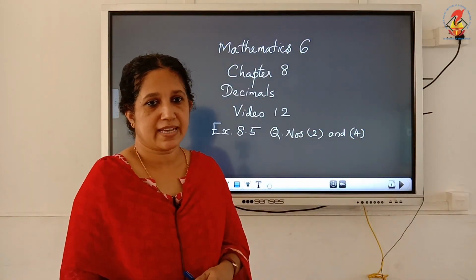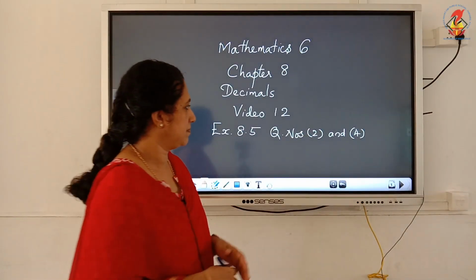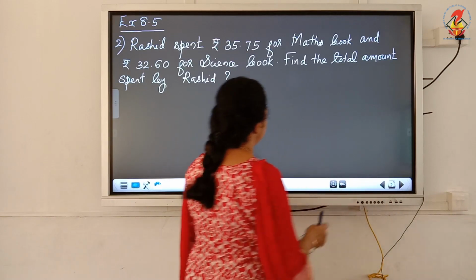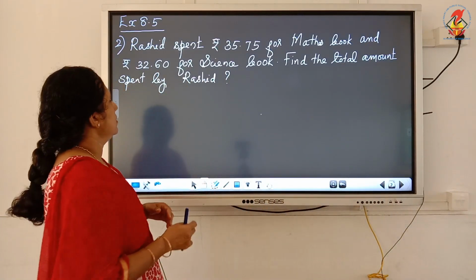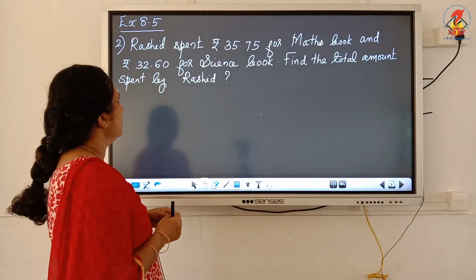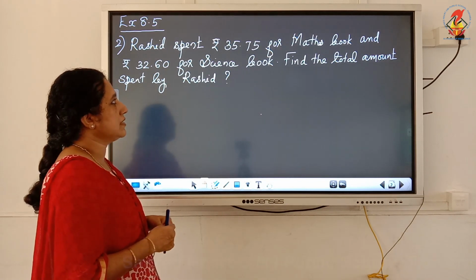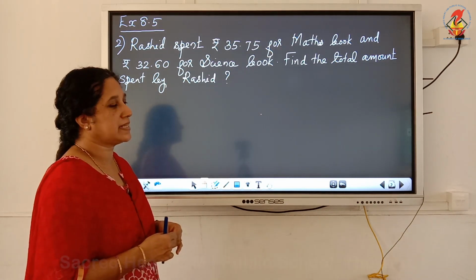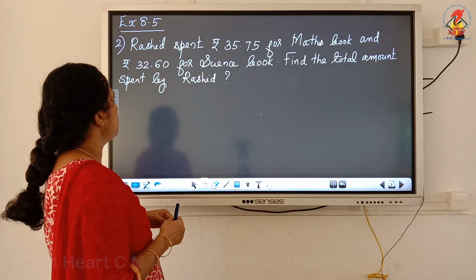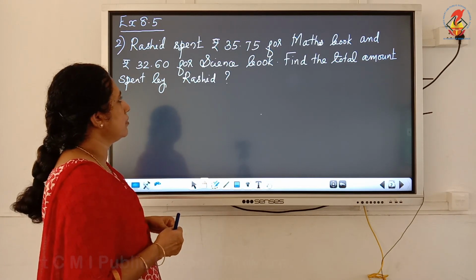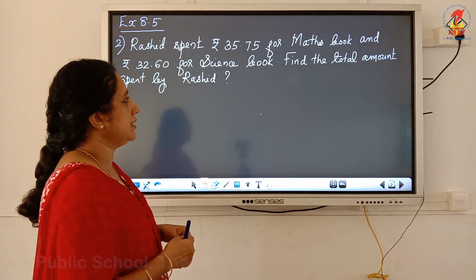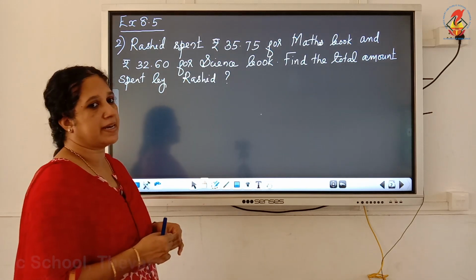We continue with exercise 8.5. Now question number 2. Rashid spent rupees 35.75 for maths book and rupees 32.60 for science book. Find the total amount spent by Rashid.